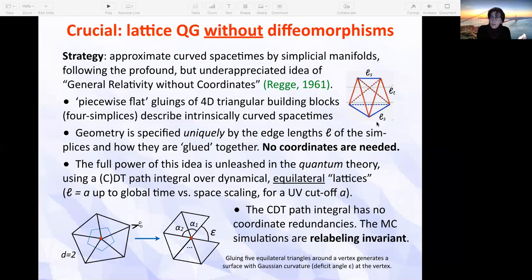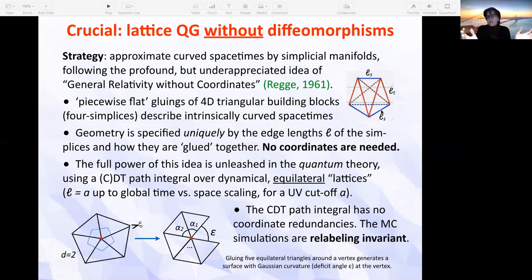So here I've drawn for you an example of a building block in four dimensions. It's a little difficult to wrap one's head around, of course. Here it happens to be a building block that has some space-like edges and some time-like edges. So it's a Minkowskian building block, but the idea is I just have to give you the edge lengths and I know the entire geometry, but of course it's flat in the interior.